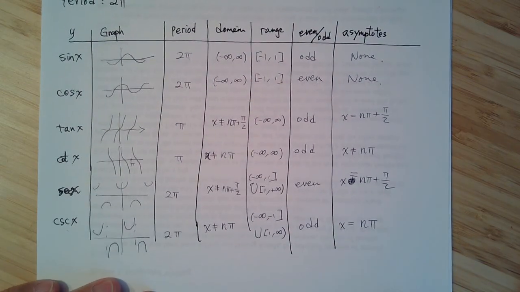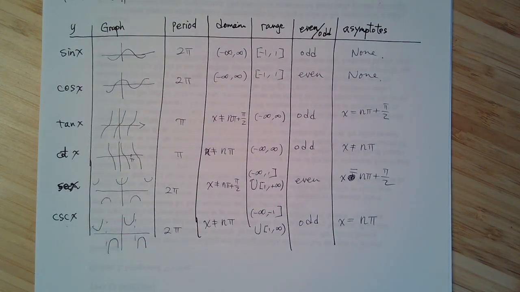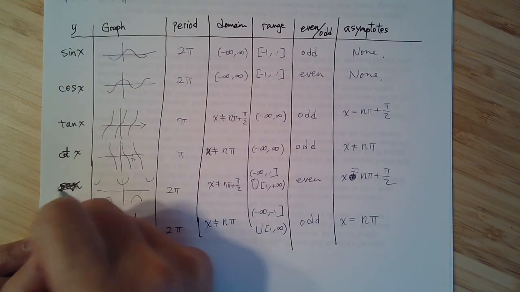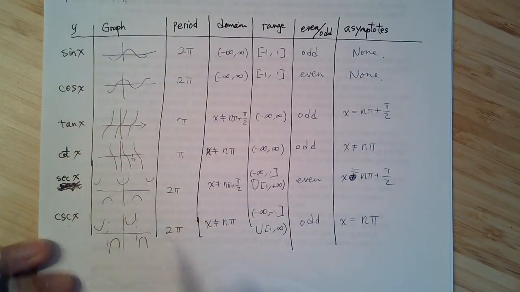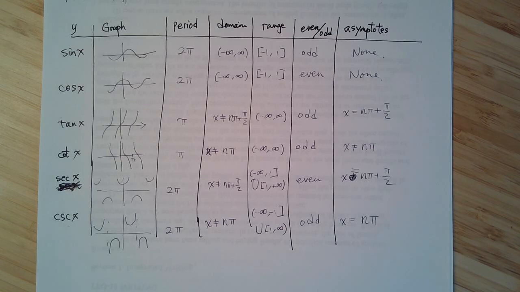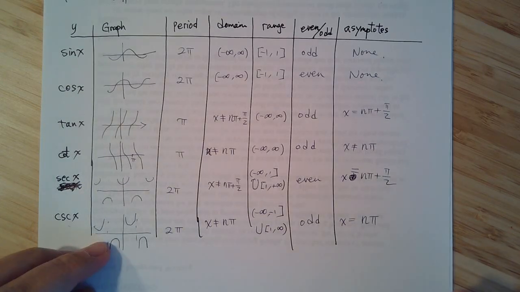So maybe you can just do a snapshot here. Let me just do a better job here. Sorry, secant x. Sorry for that. All right, so this is how you graph all those 6 trigonometric functions.